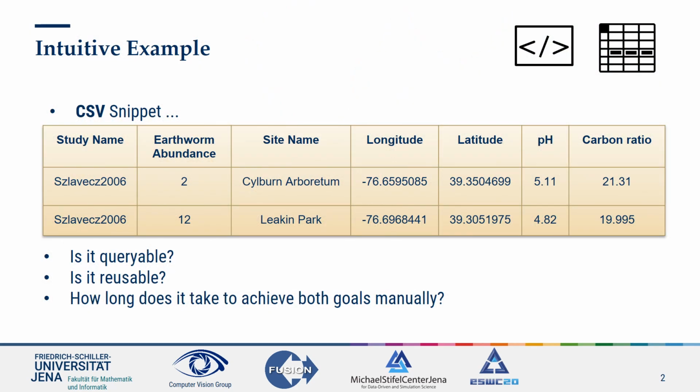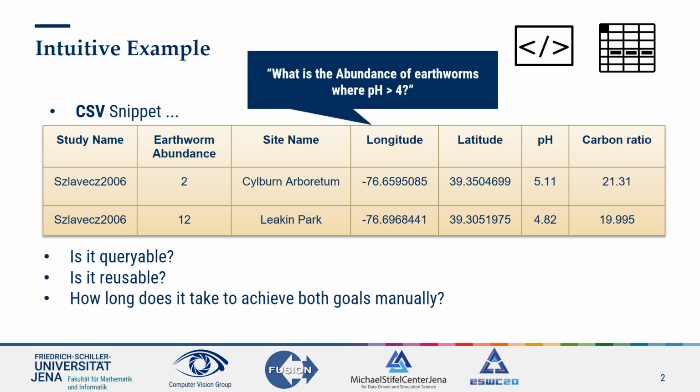Why should we care about tabular dataset transformation into knowledge graphs? Let's consider this example. Here we have a snippet from a biodiversity dataset in a CSV file. Now the task is to find the abundance of earthworms where the pH value is greater than 4. Actually, this dataset is not directly queryable nor usable.